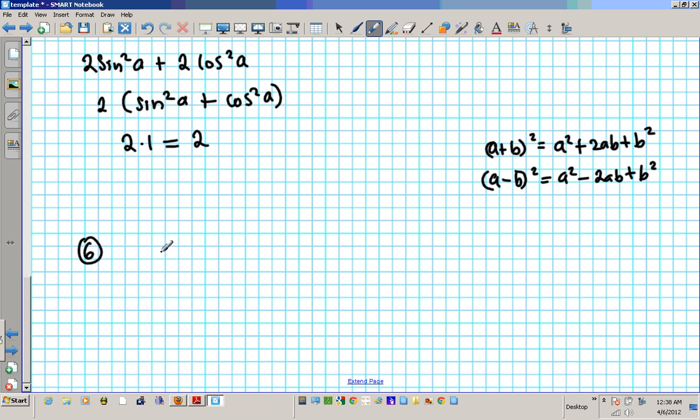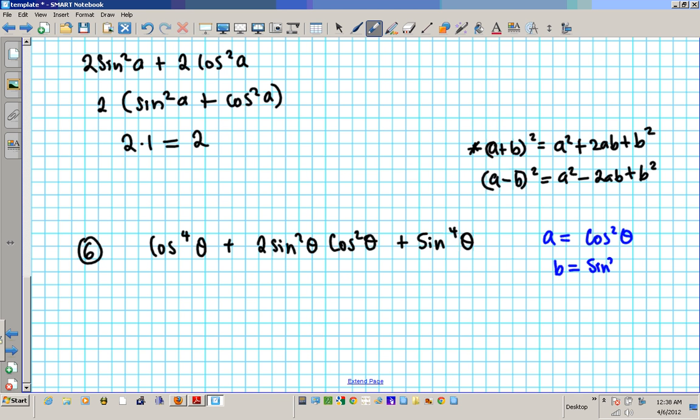What if we had cos⁴θ + 2 sin²θ cos²θ + sin⁴θ? What is this going to become? Let's see. What if we make a substitution here? Because it looks like this formula is similar to this one right here, only that is to the fourth power. So what if we say we have A be cos²θ, and let B be sin²θ, okay? And then let's see what's going to happen here.